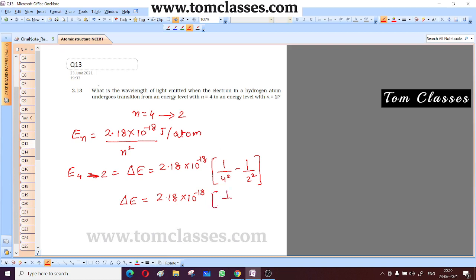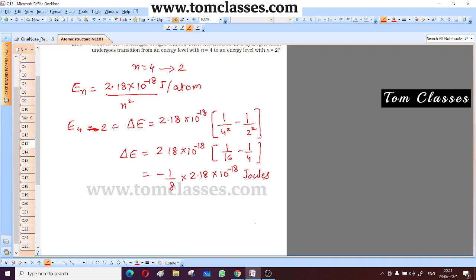So this will be 1 by 16 minus 1 by 4. So this will become minus 2 by 16, that is minus 1 by 8, into 2.18 into 10 to the power minus 18 joules. So it will be minus 3 by 16. Let's see, 4 into 4, so 1 into 4, yes, minus 3 by 16 it is.